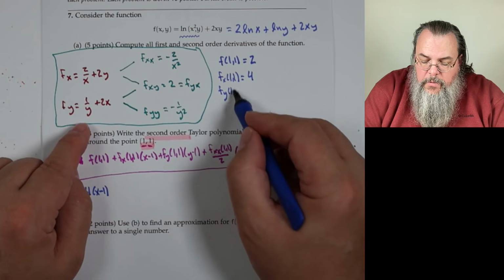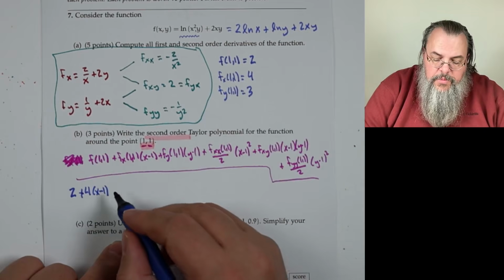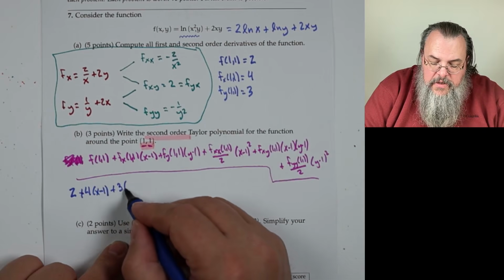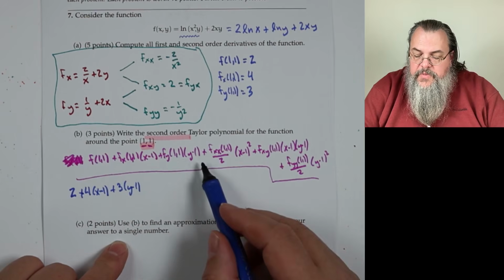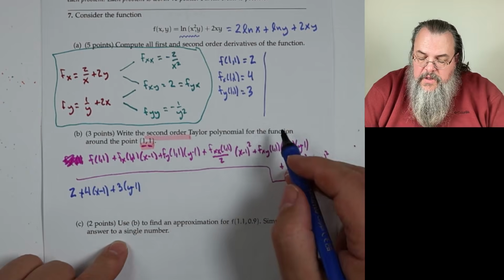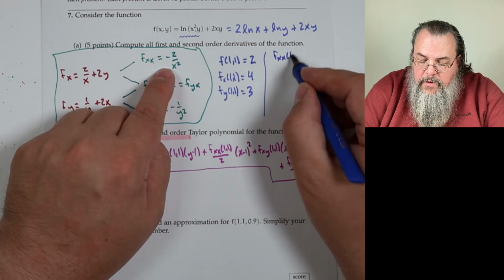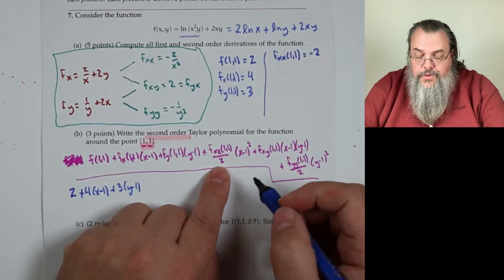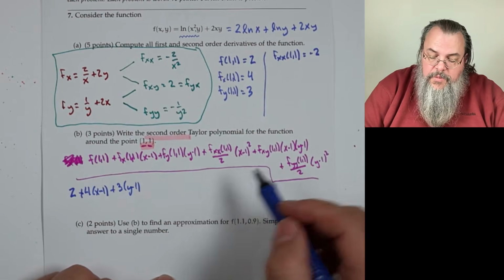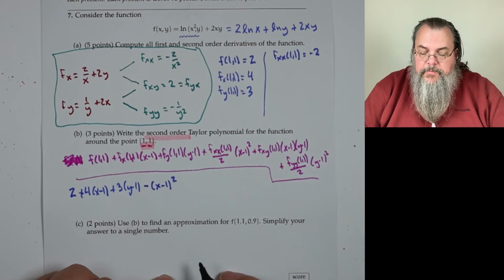f_y at (1,1) is 1 plus 2, 3. So plus 3 times (y minus 1), right? We're just going through term by term. Now, let's go to f_xx. f_xx at (1,1) is negative 2. There's an over 2, so negative 2 over 2 makes a minus (x minus 1) squared.